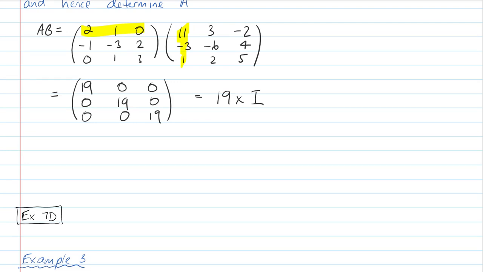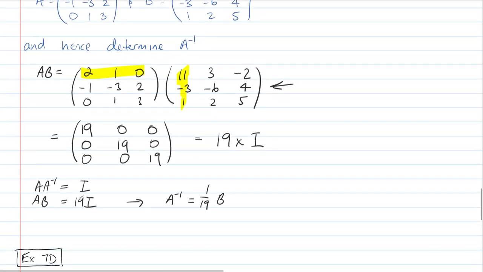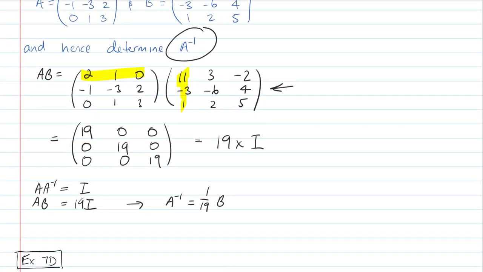Well, that means that if A inverse times A equals I and AB equals 19I, I can pretty well deduce that A inverse equals 1/19 of B. And so I could just stick a 1/19 in front of there, and that is my A inverse value. And it's come from the fact that I recognise this as I. There's a few questions poking around like that.